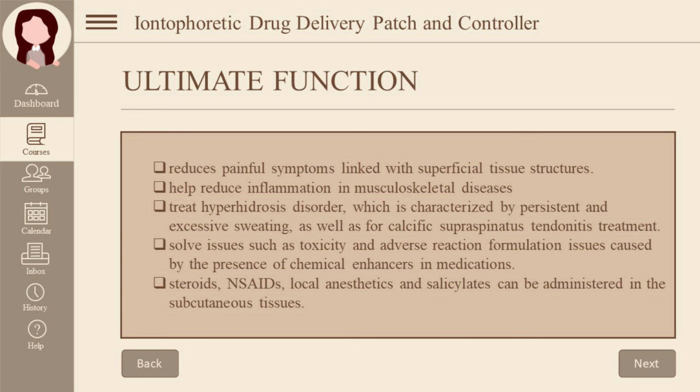Steroids, NSAIDs, local anesthetics, and salicylates are among the medications that can be administered into the subcutaneous tissues. In physical therapy and rehabilitation medicine, corticosteroids such as dexamethasone are the most commonly utilized medications with iontophoresis. Since the corticosteroid molecule is a water-soluble salt with a negative charge, it must be stored in the negative electrode drug reservoir.